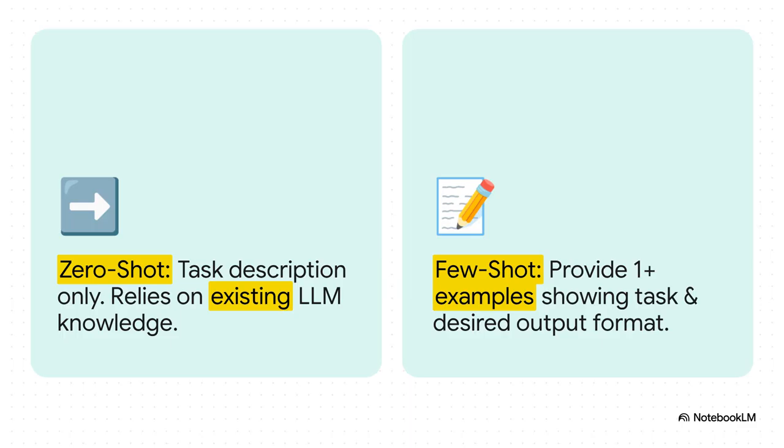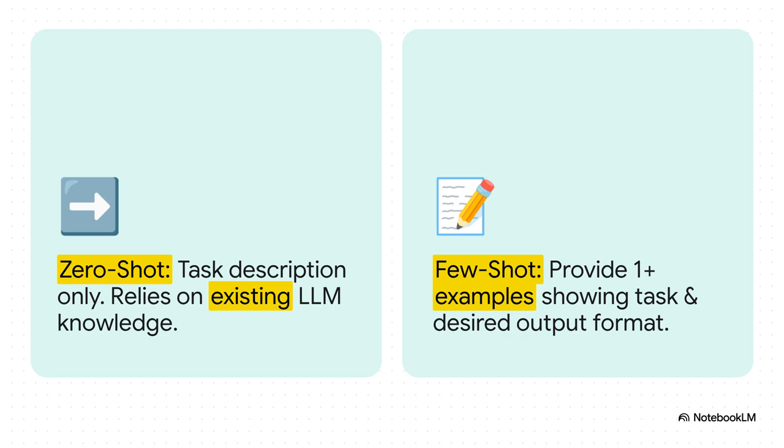Okay, the simplest way to prompt is what's called zero shot. You just tell the AI what to do and give it the input. That's it. You're basically counting on its built-in training. Like, classify this movie review as positive or negative. Review text. Simple, right? But sometimes zero shot doesn't quite cut it, especially if you need a very specific kind of answer or format. That's where few shot prompting comes in, and it's super powerful.